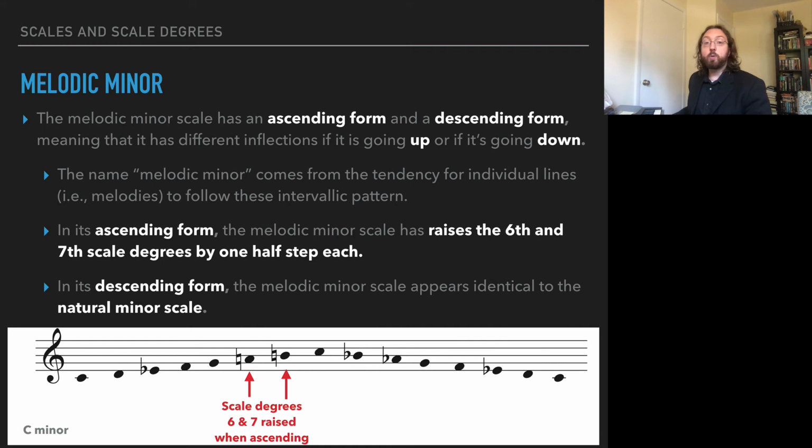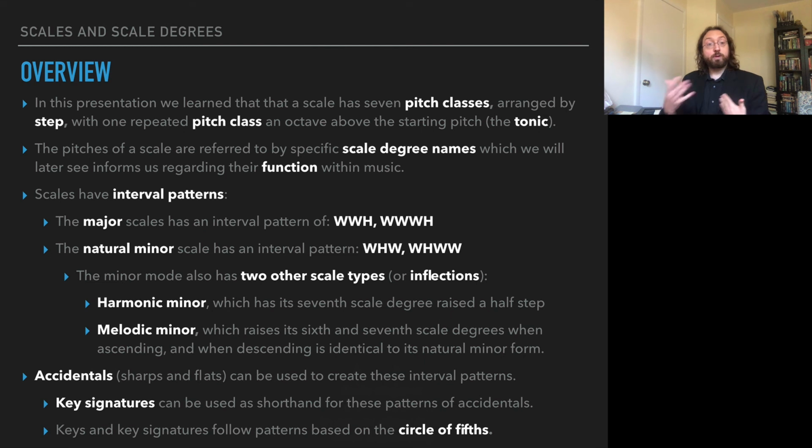So we have that going up, but going down, we use the natural minor form. So it reverts back to the natural minor when it's descending. So we raise those scale degrees 6 and 7 when ascending, and we put them in the natural minor form when descending. Let's talk about what we've talked about.